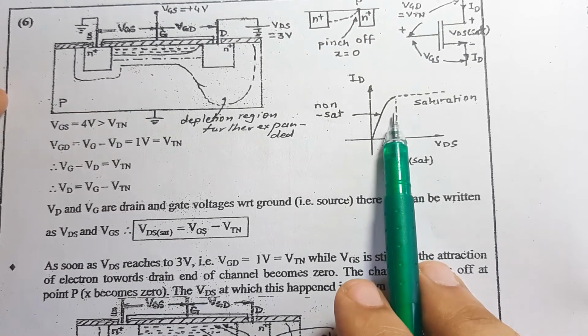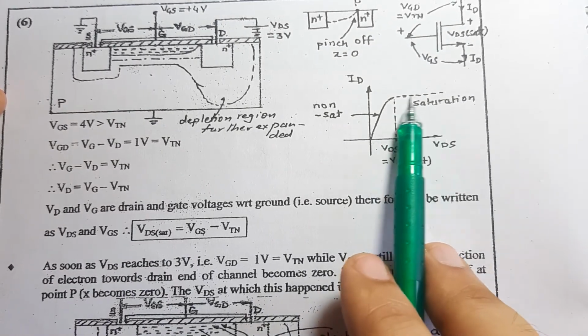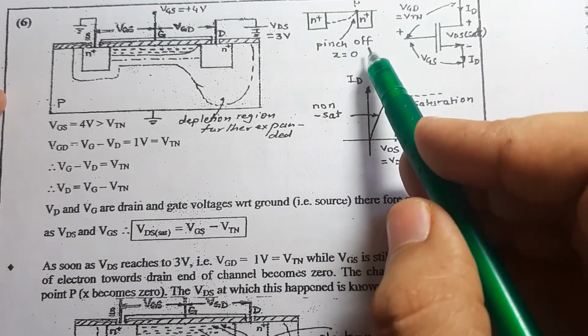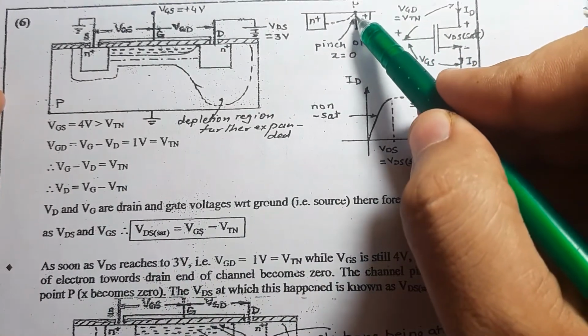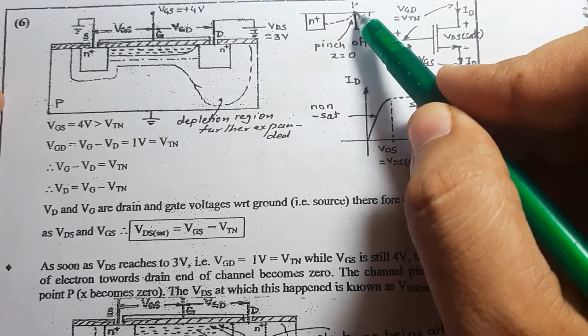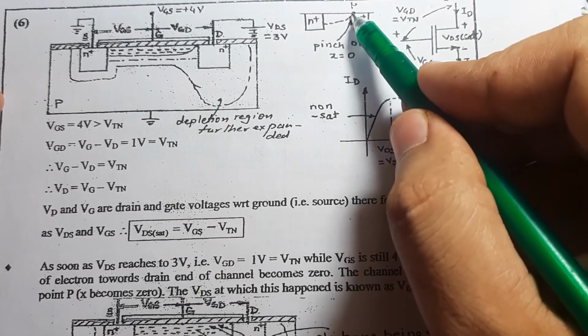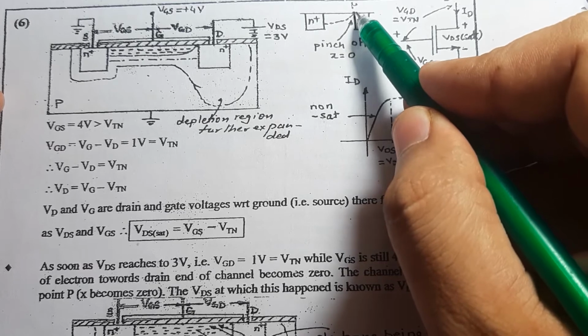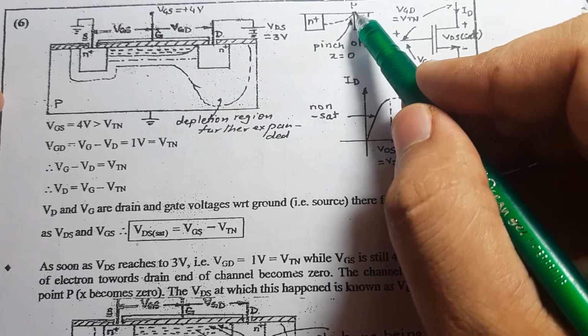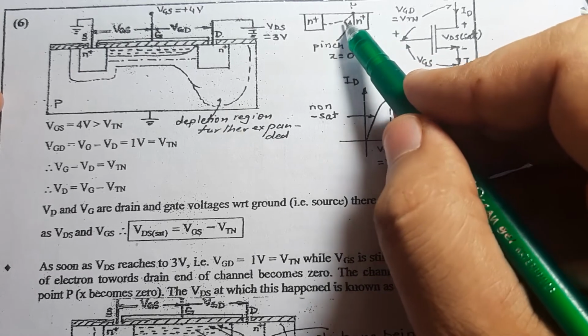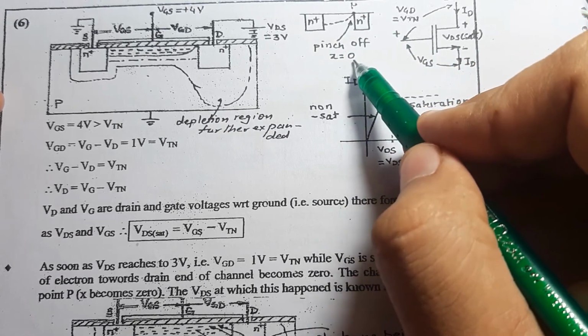Hence if you look at the graph over here, the graph is saturated in nature, and when this saturation region is reached, there is a pinch off point which is reached over here. That means your X is equal to 0 now. The height X of the channel on the drain side has now been reduced to 0.